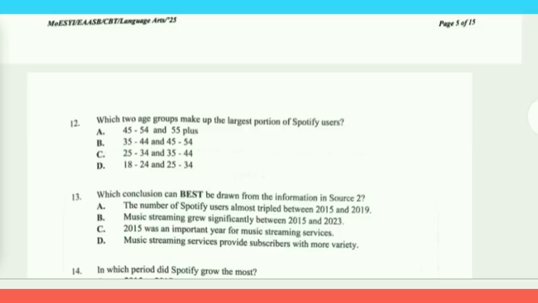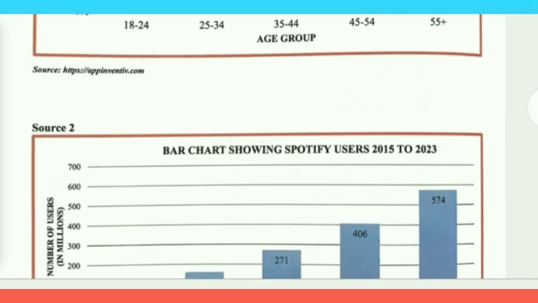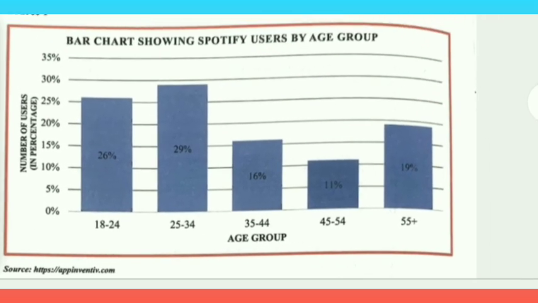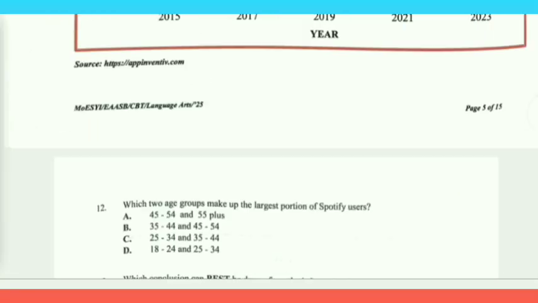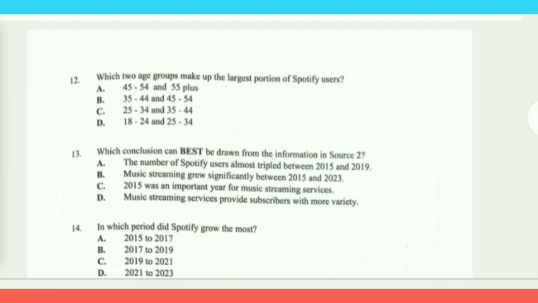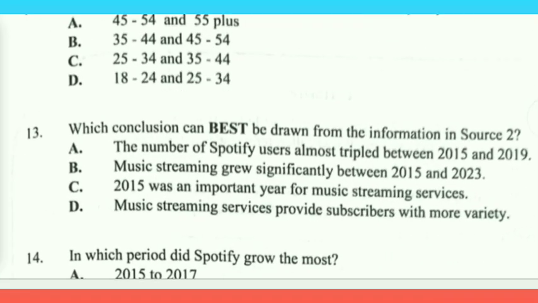Which 2 age groups make up the largest portion of Spotify users? If it speaks of age group, you can't use source 2 because source 2 speaks of years. Which 2 age groups? So clearly it is 18 to 24 and 25 to 34. 18 to 24, 25 to 34, and that is at D. That's the 2 age groups. Let's look at number 13.